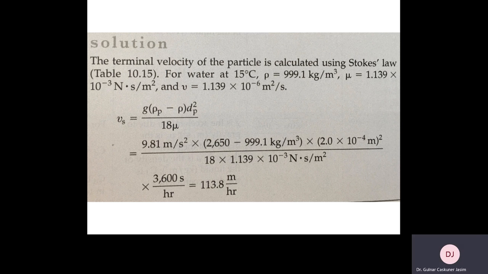The solution is here. We start by calculating the terminal velocity of the particle by using Stokes' law as provided in the table. We put in the values which have been provided for 15 degrees Celsius into the equation, and this terminal settling velocity has been calculated as 113.8 meters per hour.